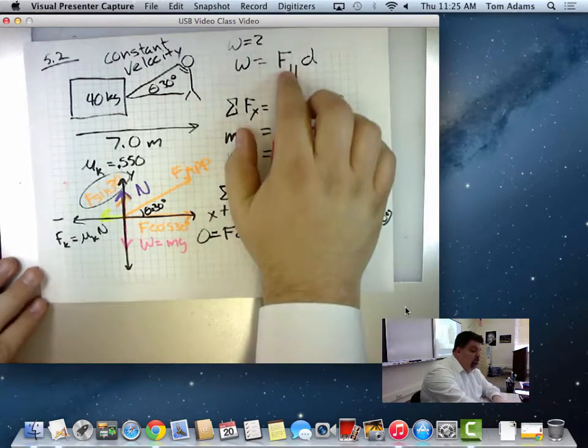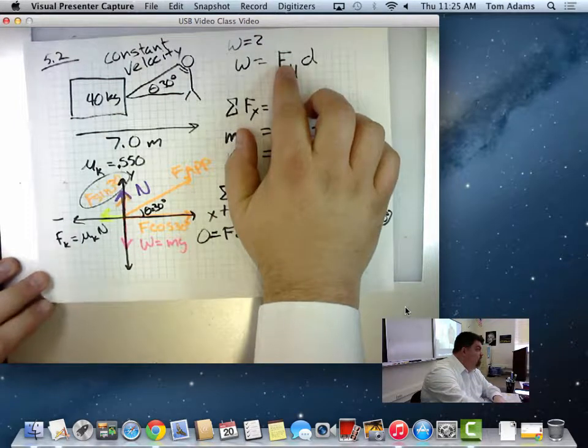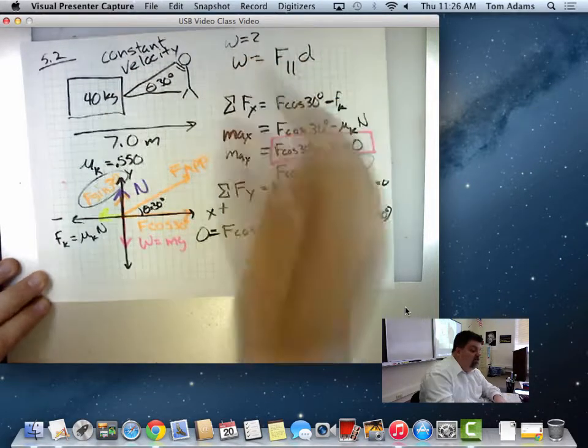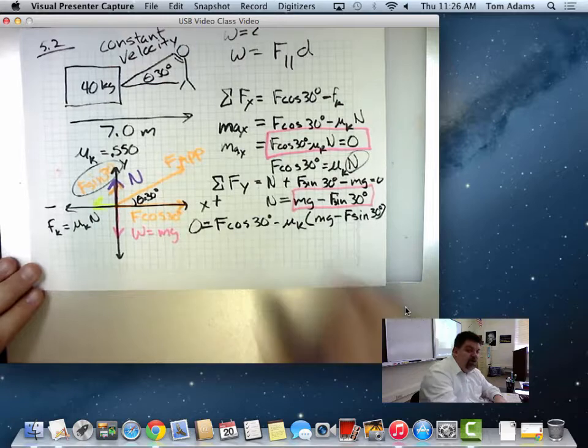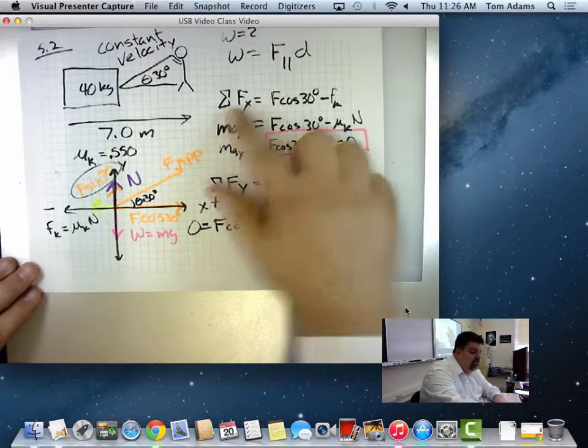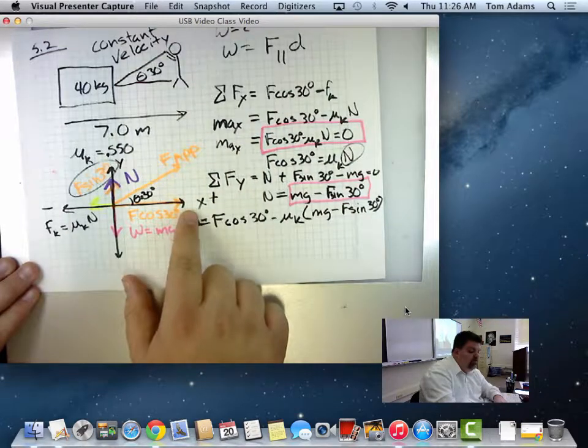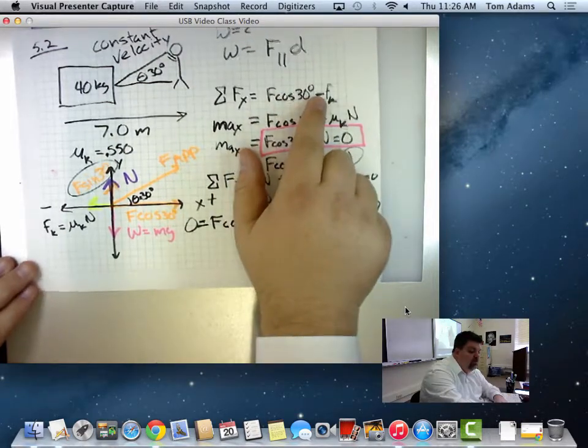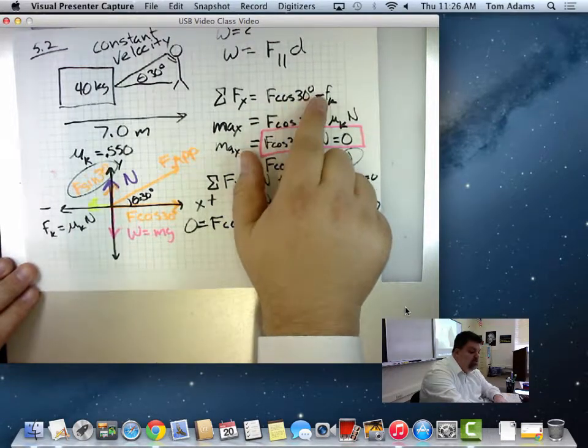And then once we figure out what the net force is in the x direction, we can plug it into the formula, multiply it by the displacement, and get the work. So the way that we do that is we take the free body diagram and we say, what are all the forces in the x direction? Well, we have a positive force, which is F times cosine of 30.